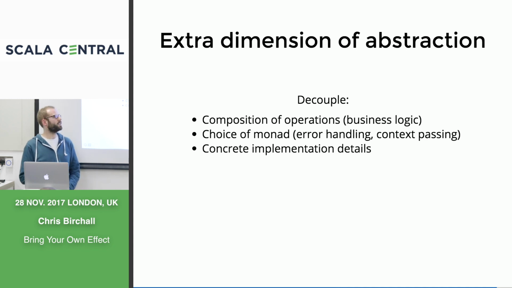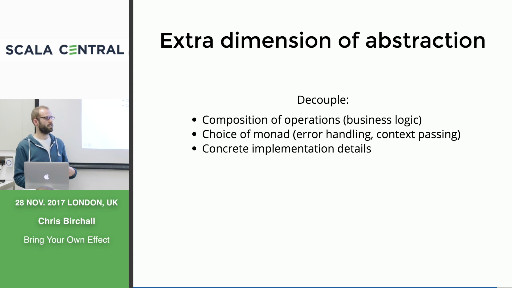So the extra dimension of abstraction means that you can decouple these things. Generally, your business logic in most applications is just composing things, usually sequentially: do this thing, and then do this thing, and then do this thing. Maybe with a bit of branching. Sometimes you can do things in parallel, so you can say, do these two things, and then combine the results. But again, that's just composition of operations. And that's the thing that you really want to be focusing on in most applications.